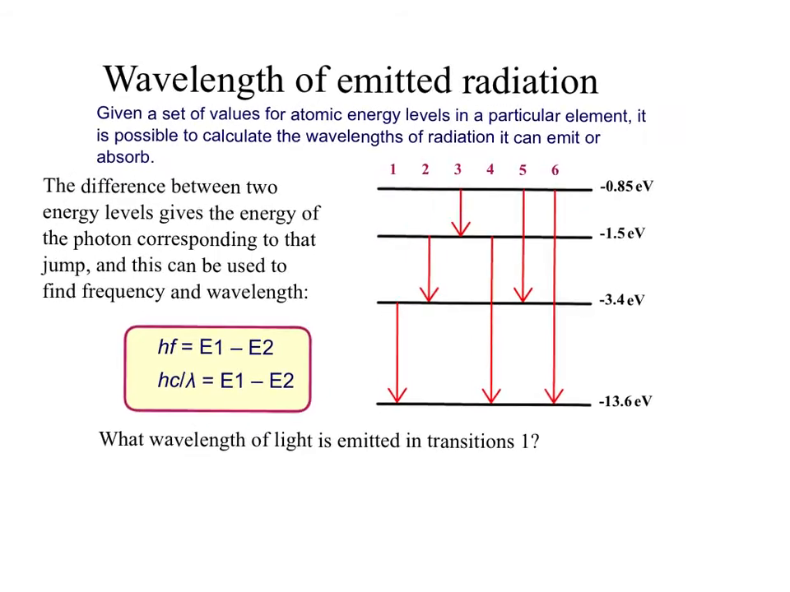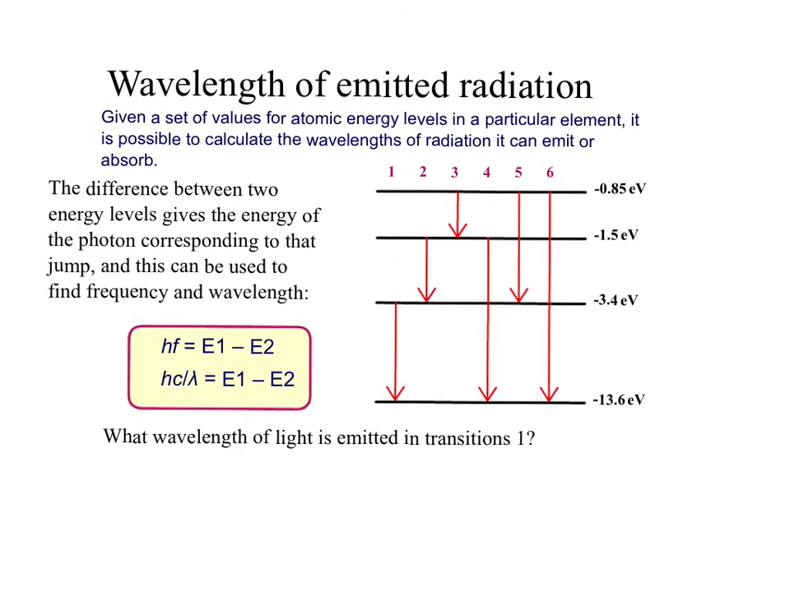So how about doing calculations with this information? Well, if you're given a set of values for atomic energy levels of a particular element, it's very possible to calculate what wavelengths of radiation it can emit or absorb. And that will determine what type of element it is, since they already have studied all of them and they already know what energy levels they have. Now, we're just going to do a very brief example here. Let's focus on this transition. So let's say I have an electron here and it de-excites and goes to a lower energy level.